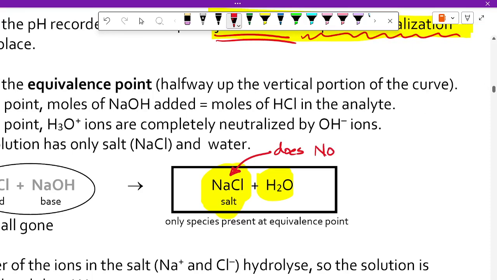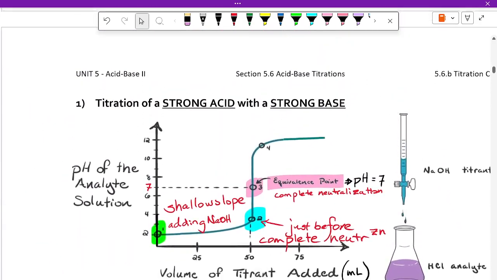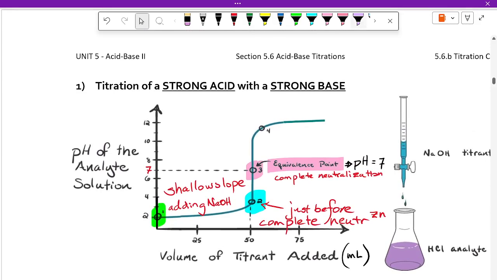What does it mean to hydrolyze? React with water to produce H3O plus or OH minus. So that's all you've got at the equivalence point. All you've got is sodium chloride, which is a non-hydrolyzable salt. So it just sits there being like, hey, pH 7, woo! And then you start adding more NaOH. And you get to point 4. What is causing that pH to be so much higher there? That is our excess NaOH.